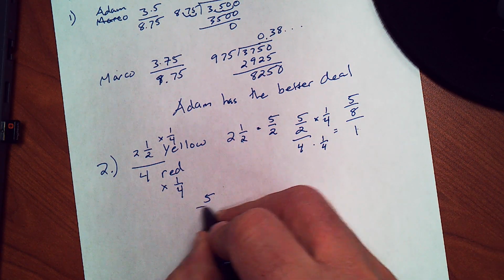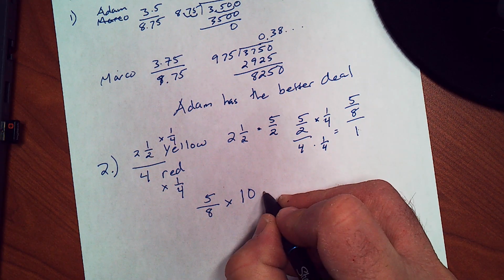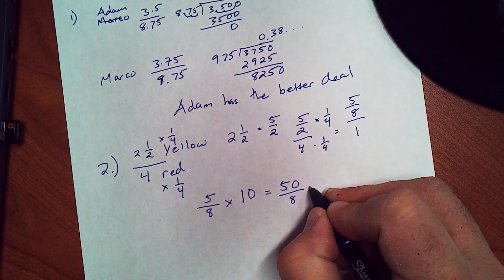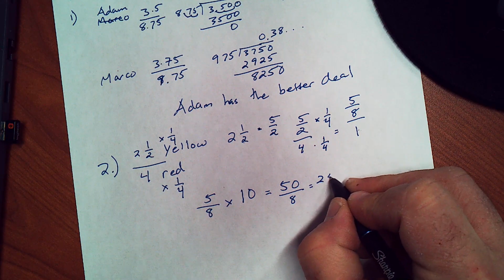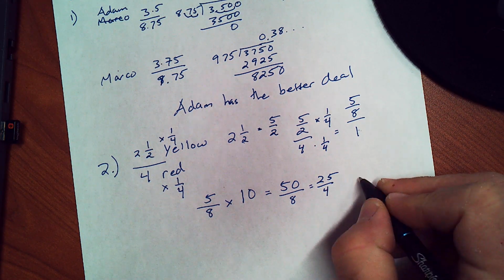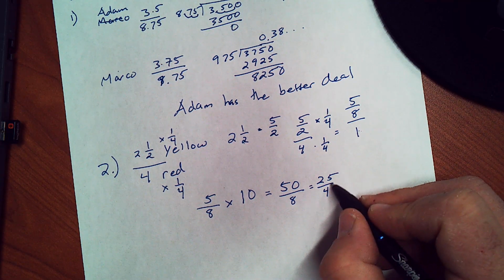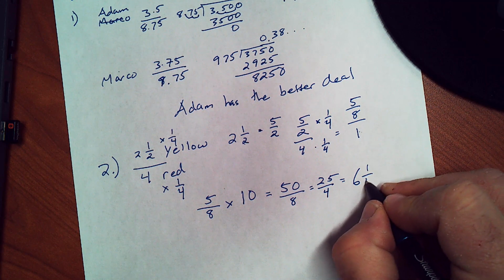So 5/8 times 10 pints would equal 50/8. That can be reduced to 25/4, which can then be simplified or turned into a mixed number of 6 and 1/4.